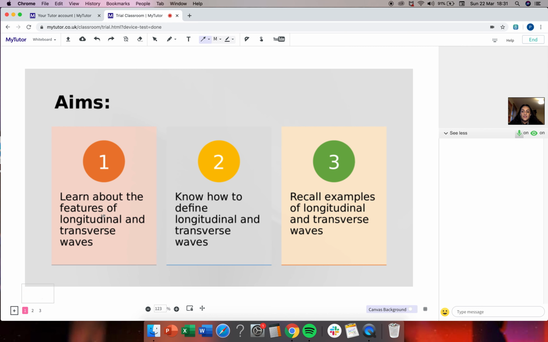So now we've learnt the features of them, how to define them and recall examples of longitudinal and transverse waves.